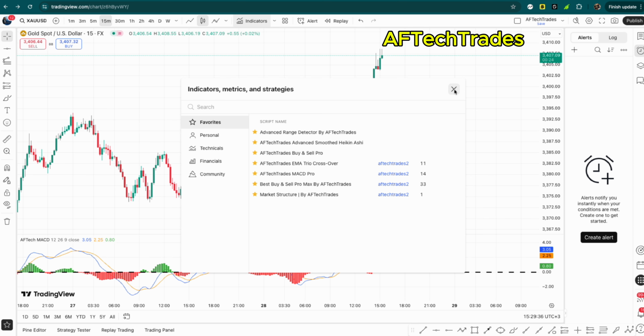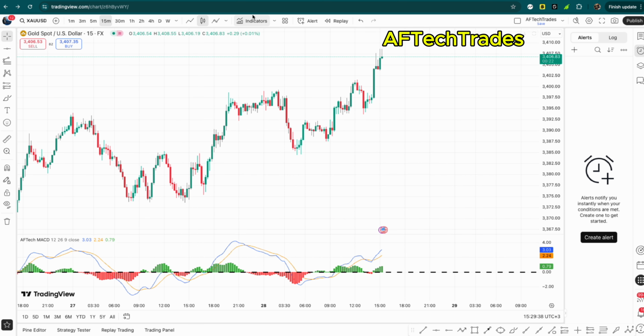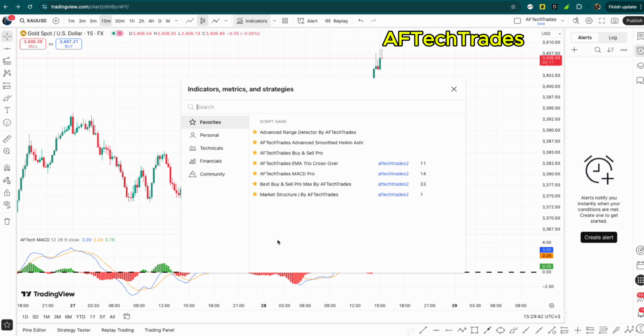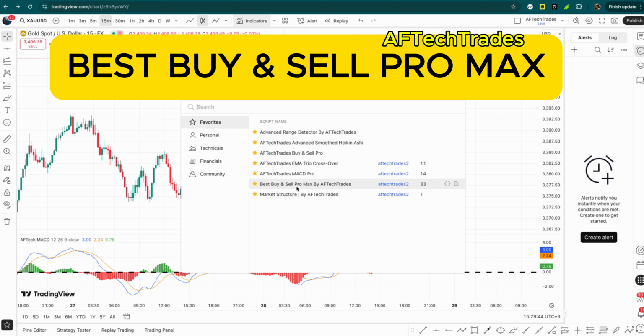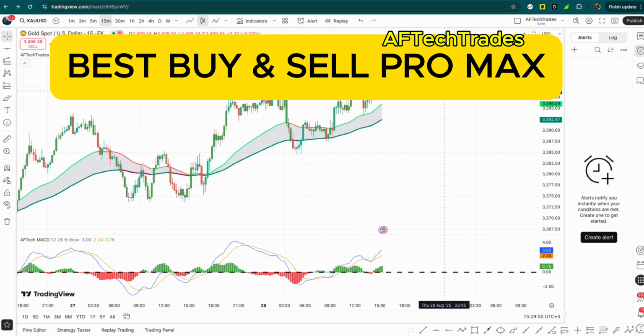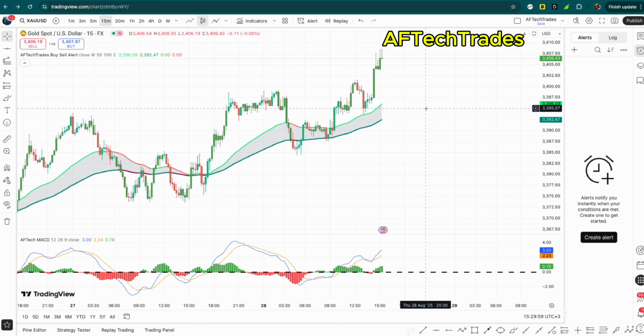So now this brings us to our final indicator, which is the best buy sell pro max indicator by AFTechTrades. This particular indicator is one very good indicator that every trader needs. It works like magic, and its winning probability is very, very high.